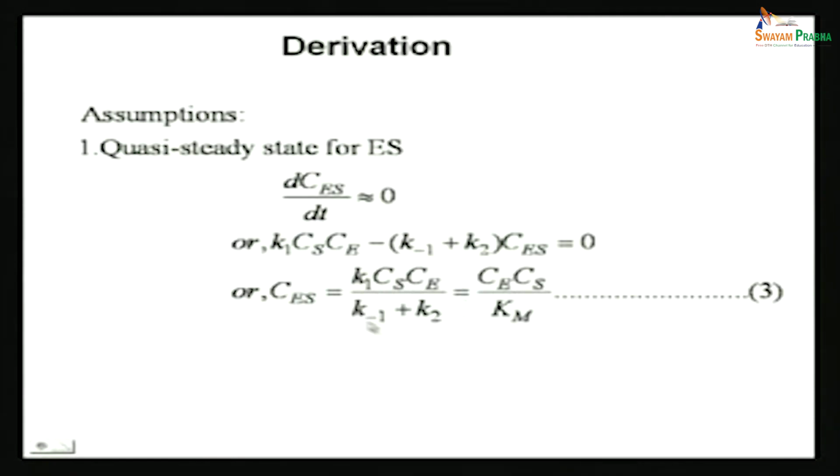Now once we make the steady-state assumption, we can do this, and then we can express our CE and CS in terms of Km, which is a function of K1, K minus 1 and K2, all three. This is the answer that you gave first: we use Km, the Michaelis constant, to reduce the number of parameters. We express it in terms of CE and CS so as to have measurable quantities. Okay, what should be the next step? What do you think?